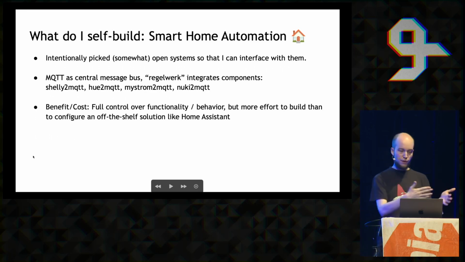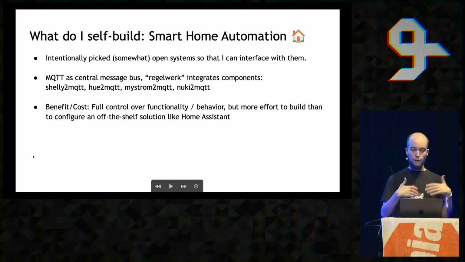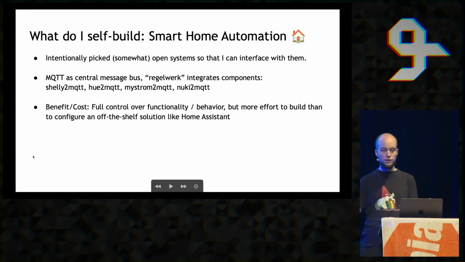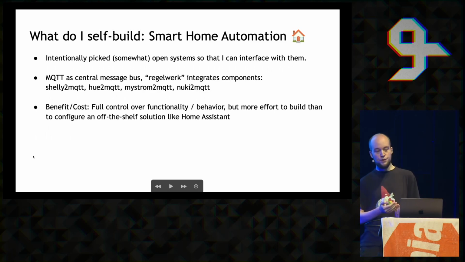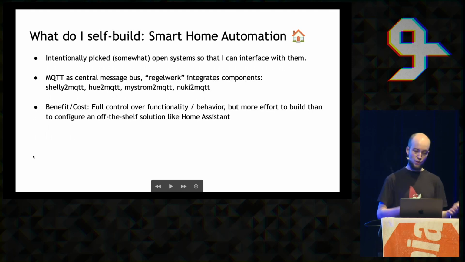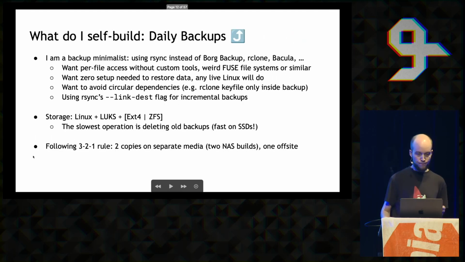For each vendor that I have devices from, like Philips Hue or Shelly, I have a Shelly to MQTT, I have a Hue to MQTT, and so on. And the benefit and cost is, of course, that I have full control over all of the functionality and behavior. But, of course, it's also a lot more effort to build and configure compared to an off-the-shelf solution like Home Assistant, where you just click a couple of times.